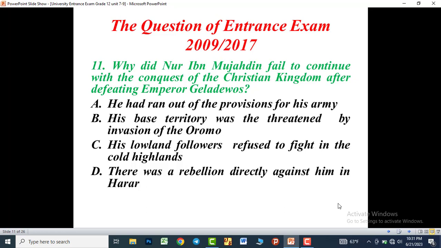They did not conquer the kingdom. Rather, they retreated to Harar in order to defend the Sultanate from the onslaught of Oromo forces. This was because of the expansion of the Oromo. In order to defend against Oromo expansion, Mujahid retreated back to Harar. Based on this explanation, the answer to question number 11 is B.